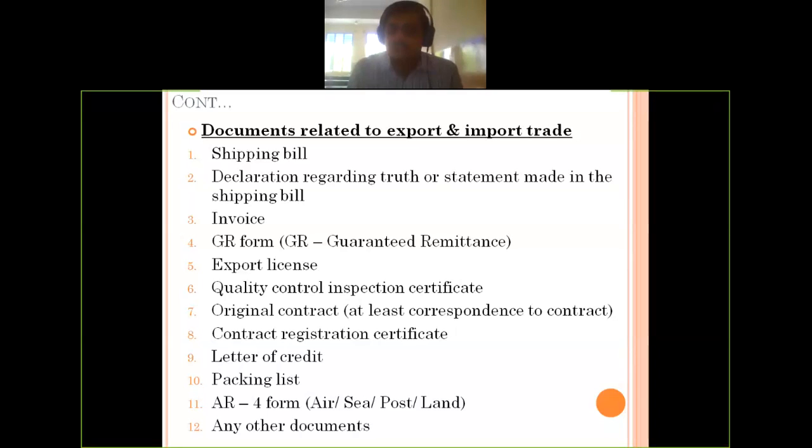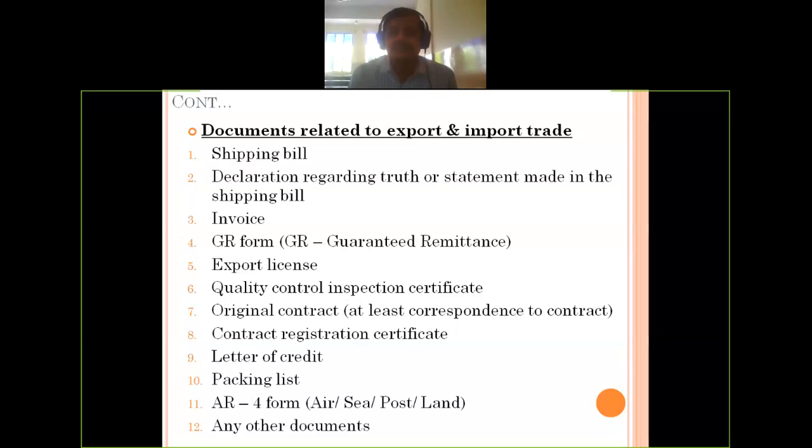When you go to do the trading activity, immediately the question is going to get raised about the shipping bill. So you need to hold that particular receipt, then it is going to be a proof that you have sent the goods and that shipment is being made. Okay, and the second point is about declaration.